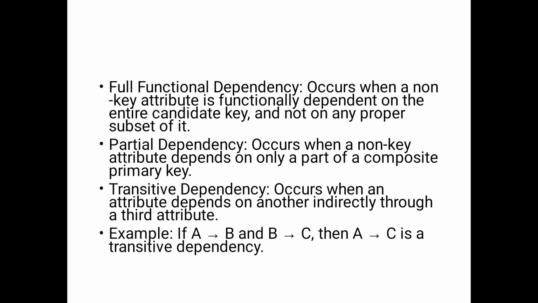Next is transitive dependency. It occurs when an attribute depends on another indirectly through a third attribute. For example, A is dependent on B and B is dependent on C. So through this we can derive A dependent on C. Already B is dependent on A, and now C is dependent on B, so we can derive the transitive dependency A implies C. Automatically C is dependent on A.